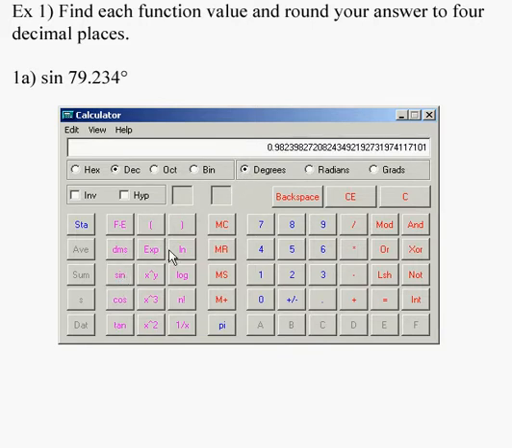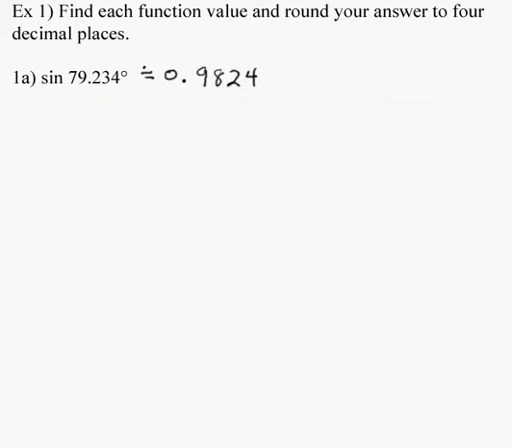So when we press the sine button, that gives us our answer, 0.98239. And we want to round that to 4 places. So to 4 places, that's approximately 0.9824. So you might want to check that with your calculator. If you don't get this answer, you're probably not in degree mode, so that's something else to check again.